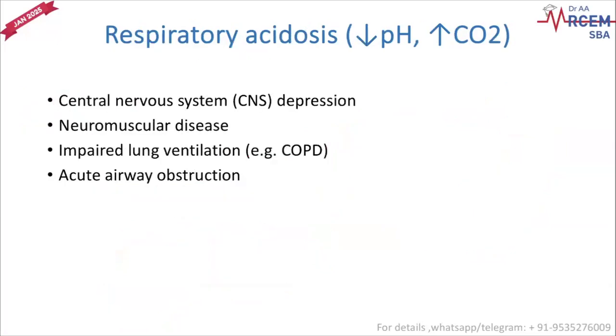Respiratory acidosis. Respiratory acidosis means this patient is hypoventilating. There is respiratory depression. Why is respiratory depression present in this patient? Because CNS depression is present, low consciousness. Neuromuscular diseases like Guillain-Barré syndrome can cause this. Myasthenia gravis can cause this. Impaired lung function like COPD can result in respiratory acidosis. Acute airway obstruction like foreign body aspiration or angioedema can lead to respiratory acidosis.